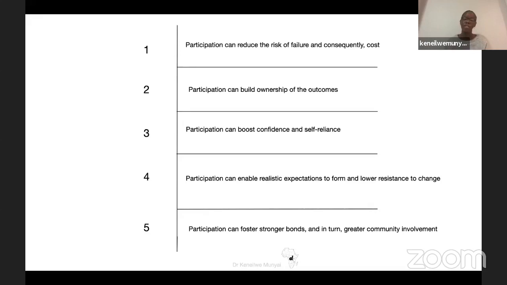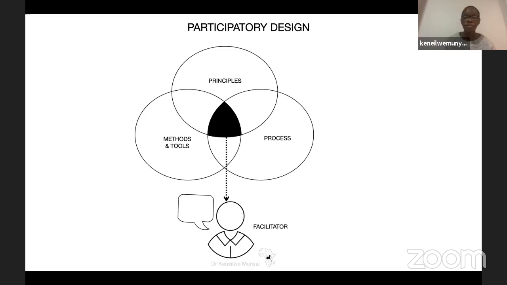And of course, what participation does as well, it can foster stronger bonds and in turn, greater community involvement. And that is ultimately what we want. So in terms of the key components of it, it is having a clear process to follow and having key principles. And then of course the methods and tools and having the right facilitator to facilitate the process and make sure that everybody is involved and that all the voices are heard is quite important.